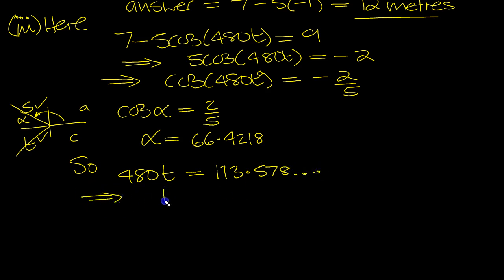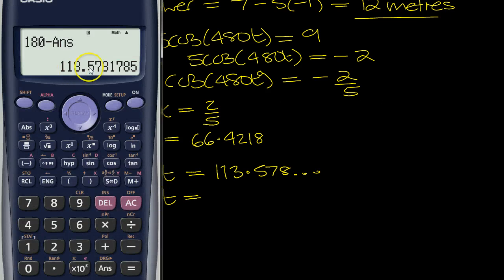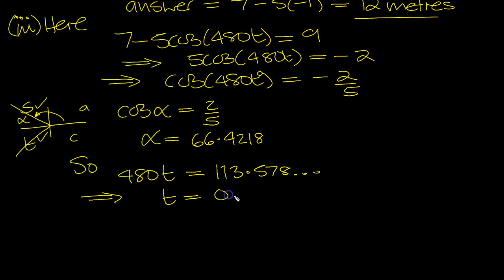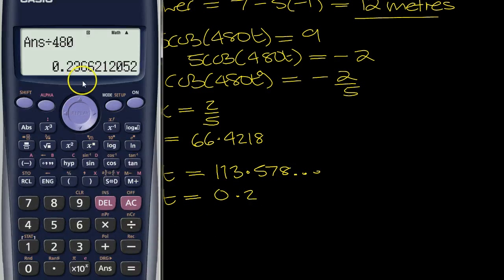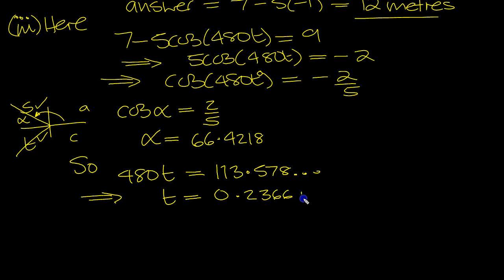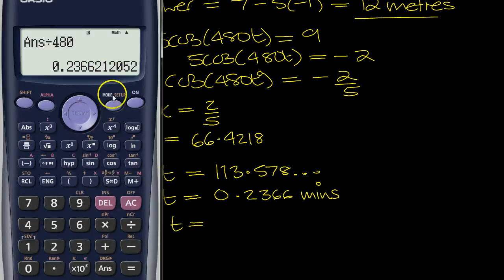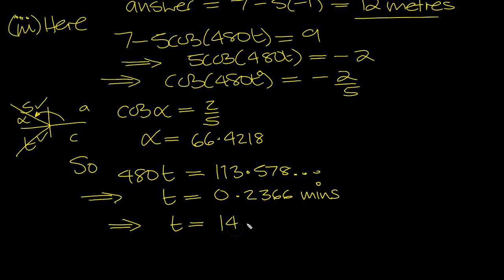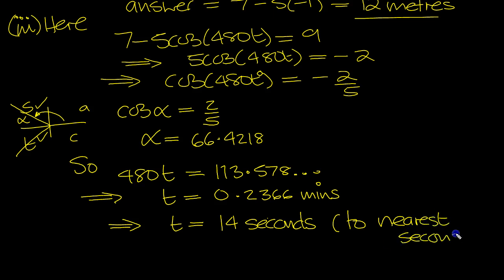So that tells us then that t is equal to, so divide that then by 480. We'll get the minutes, 0.2366 minutes. Now times by 60, because that's the minutes. So if we times that by 60 now, we'll get the seconds. 14 seconds. Well, that's to the nearest second, wasn't it? There we go.